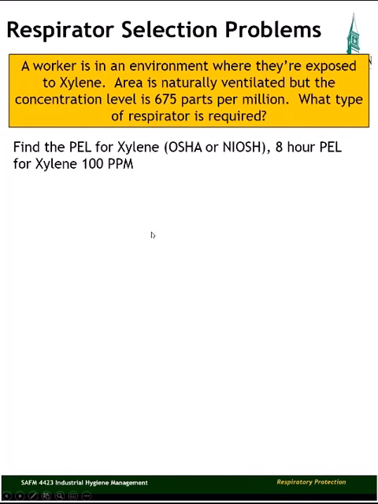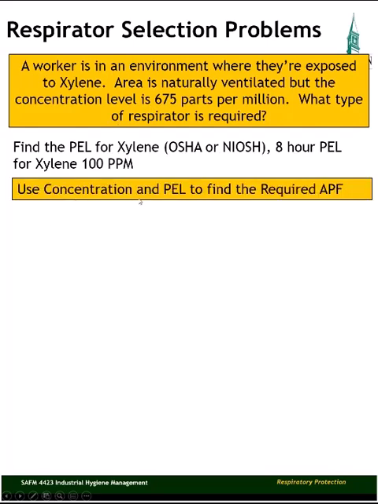First thing we'll need to do is find the PEL for xylene. And we're going to use the PEL. We could use the TLV or the REL, but we're going to use the PEL. The PEL for xylene, which is an 8-hour PEL, is 100 parts per million. We already know what the concentration level is, but we want to use the concentration and the PEL to find the required APF. Again, this is the hazard ratio.